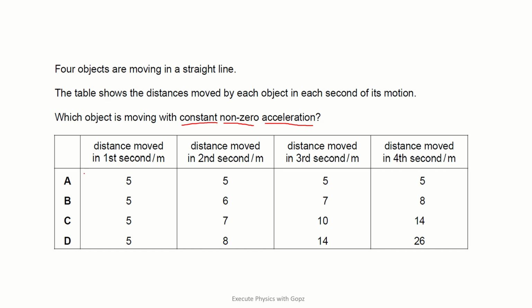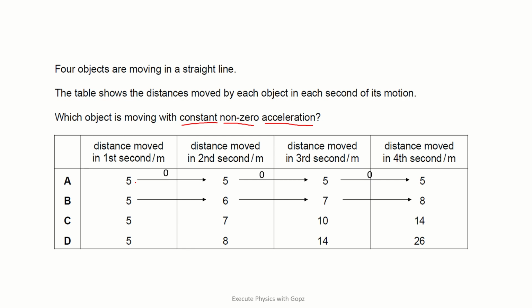So here, what do you see? Option A, distance moved in first second is 5 meters. Distance moved in the second is again 5 meters. So what is the acceleration? There is no acceleration. And what about the distance moved in the third? Again 5. So the change is 0. Again it is 0. So option A is an example for 0 acceleration. So it is not our choice.